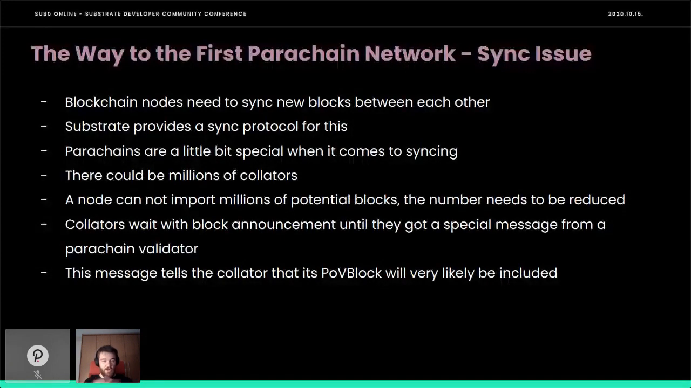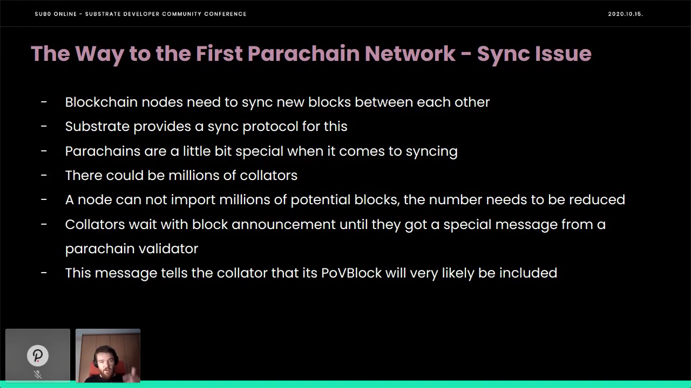Now, Parachains are special, as you could have like a million collators, but you cannot import 1 million blocks because it takes too much time. So you need to reduce the number. And the good thing is that the relay chain already does that job for us, because it already reduces the number from 1 million to, as I said, 5, the number of Parachain validators.